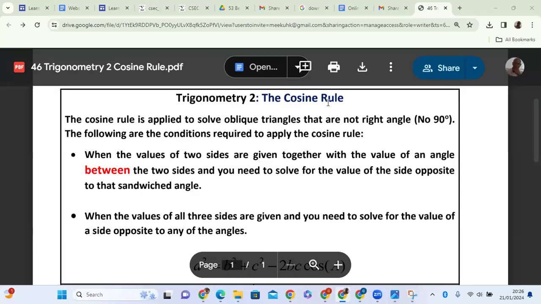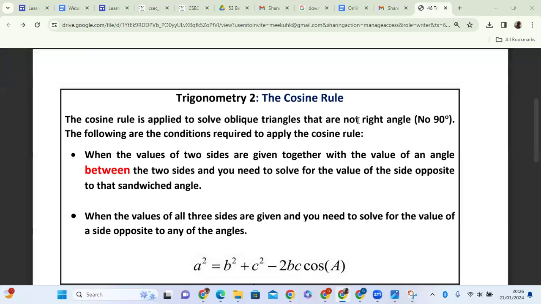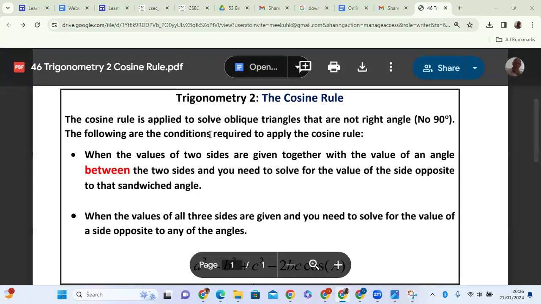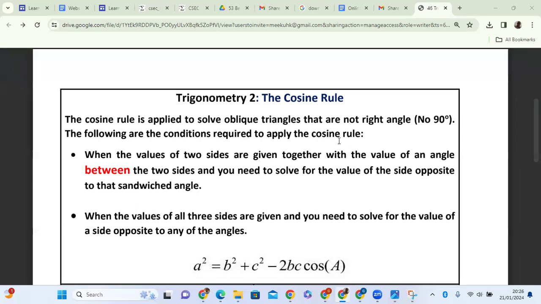Trigonometry 2, the cosine rule. The cosine rule is applied to solve oblique triangles that are not right angled, meaning there is no 90 degrees. The following are the conditions required to apply the cosine rule.